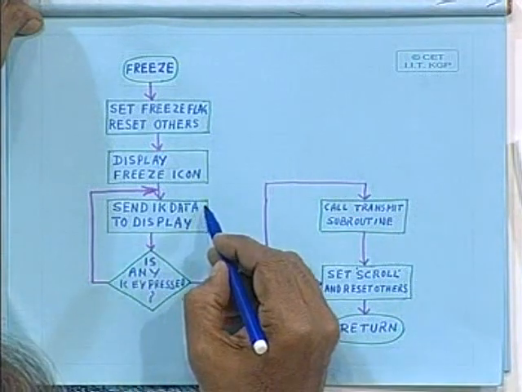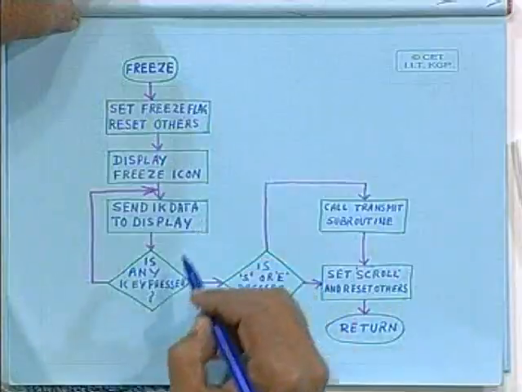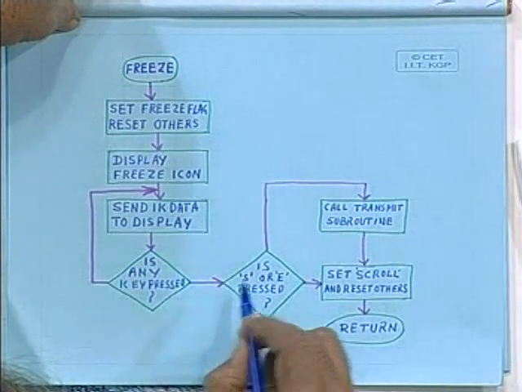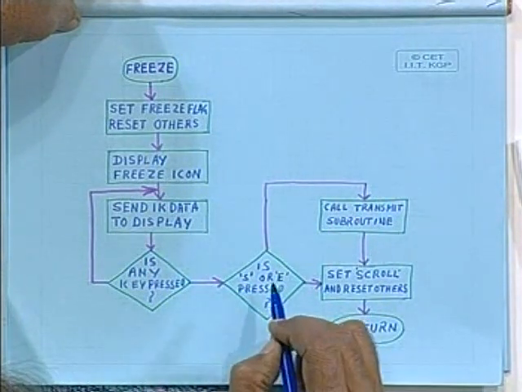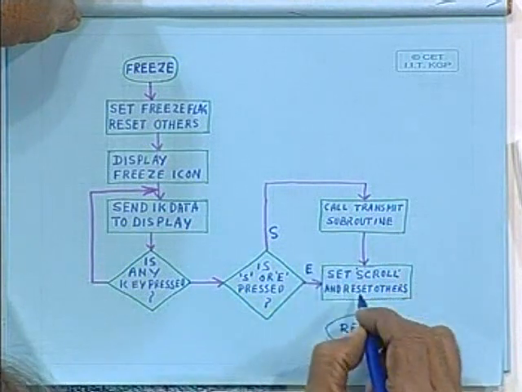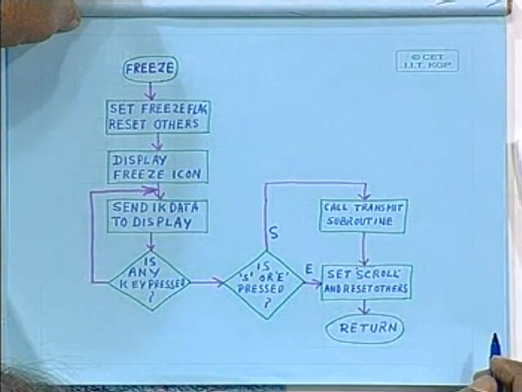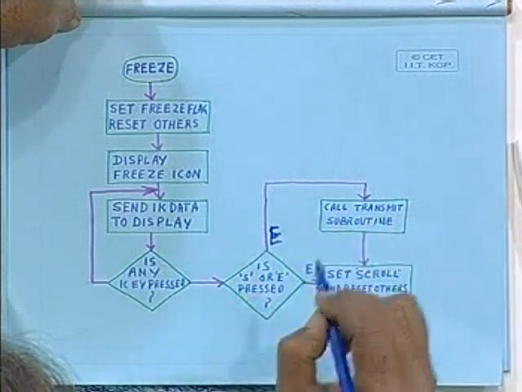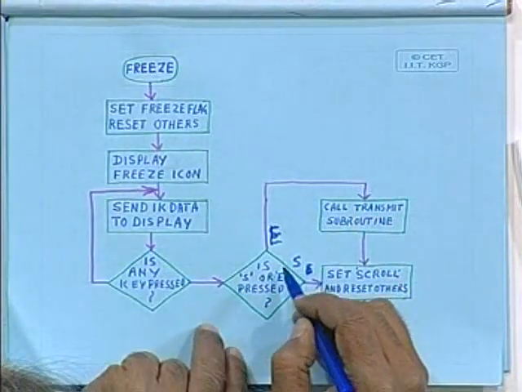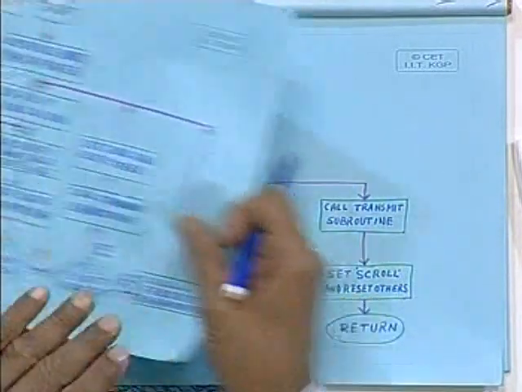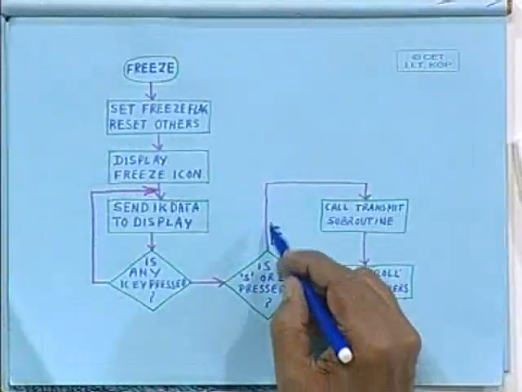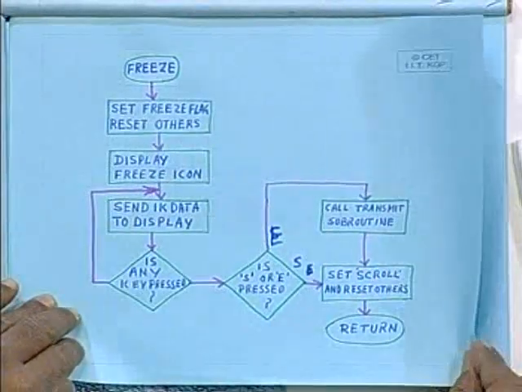While doing it, after displaying 1 kilobyte of data, it will keep on checking whether there is any key press or not. If there is a key press, it can be either S or E. Sorry, if it is E, then it is for transmit, and if it is S, then again it goes back to scroll mode. Suppose E has been pressed, so it will jump to the transmit subroutine.